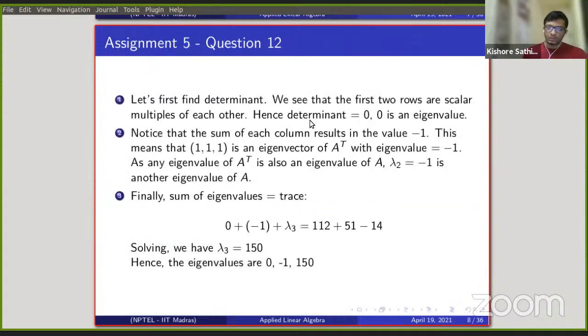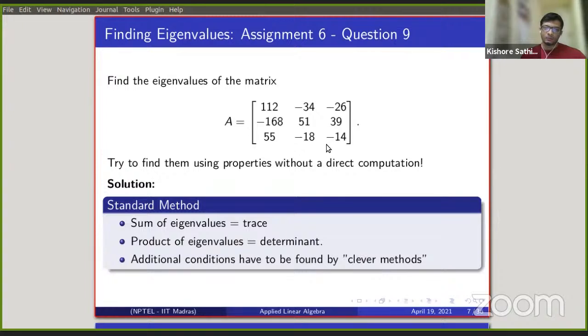Next. Okay, so the 3 things we said were the trace, the determinant, and the special condition. The first thing let's do is the determinant. Previous slide. Just by some observation, just by staring at this question for a little while, you can see that the first 2 rows are multiples of each other. The second row is minus 1.5 times the first row. You can easily see it from 39, 26, and 51, 34. 168, 112 also, you can just quickly confirm it using a calculation.